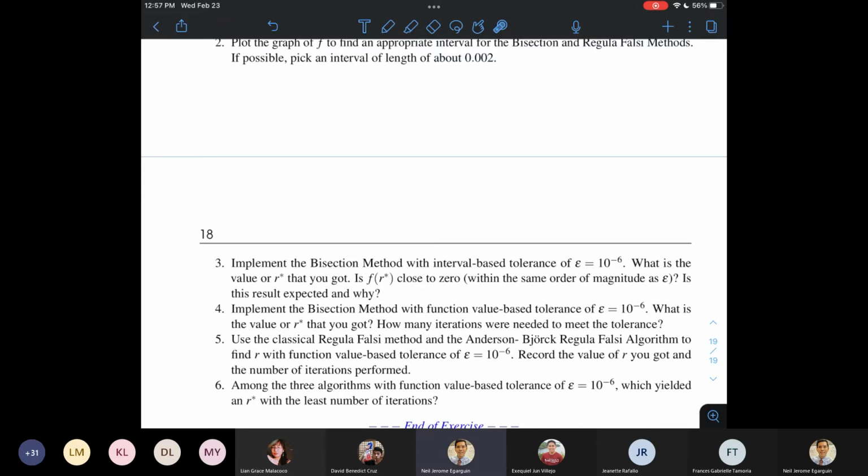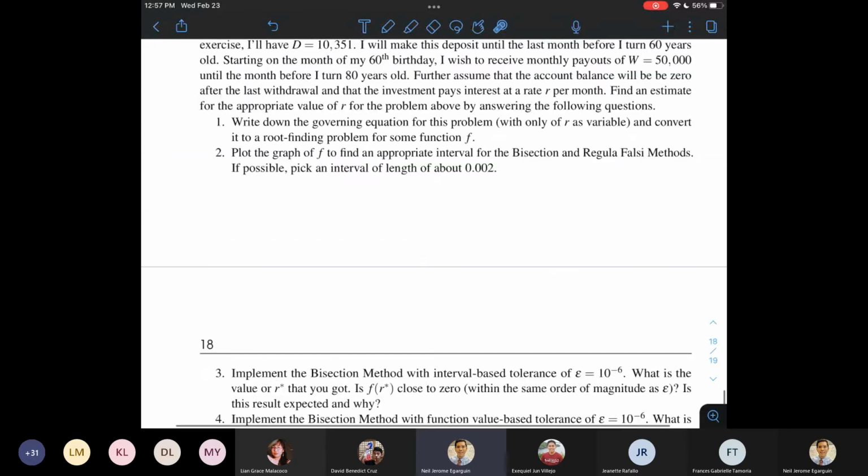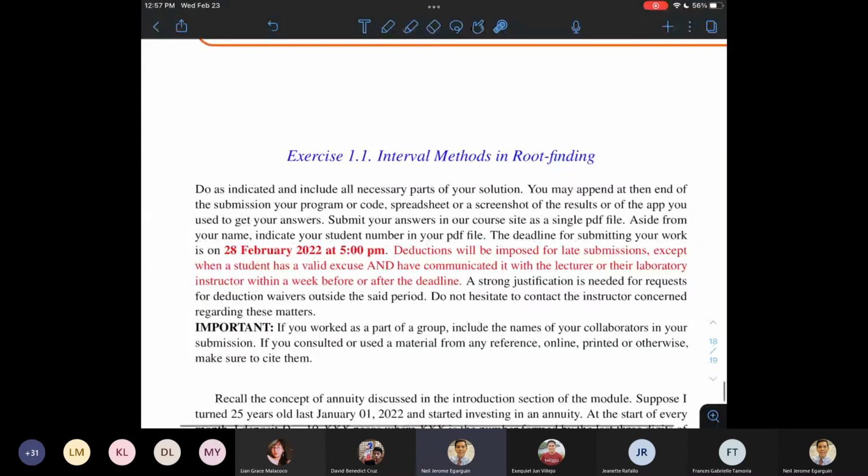Majority na ba yan? 15. Okay, so I think that's the majority. Sige na nga. So sa Monday, ang deadline, ang due lang, ay yung problems 1 to 4. Okay, so Monday, so magkakaroon tayo ng exer 1.1.1.1 or part 1. So ito ang magiging due on Monday.